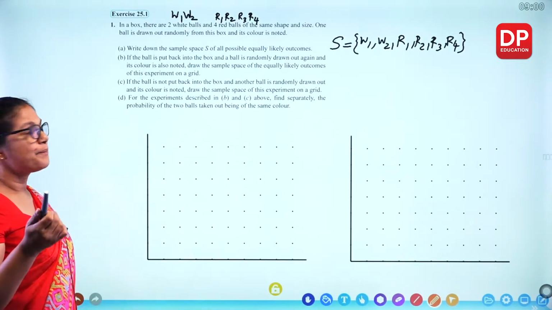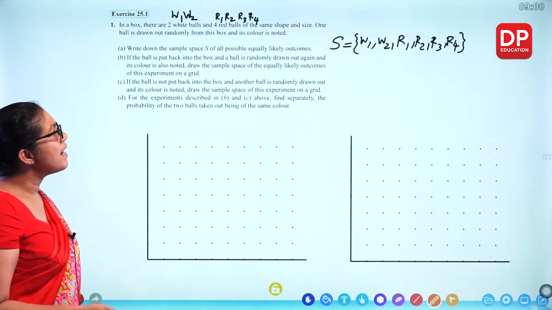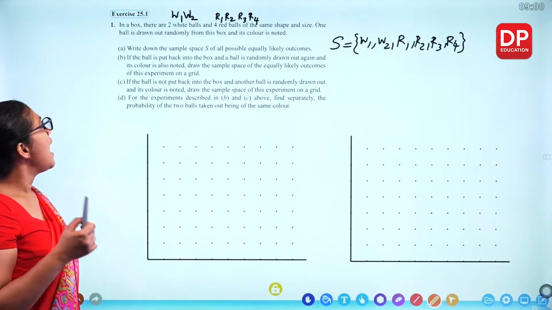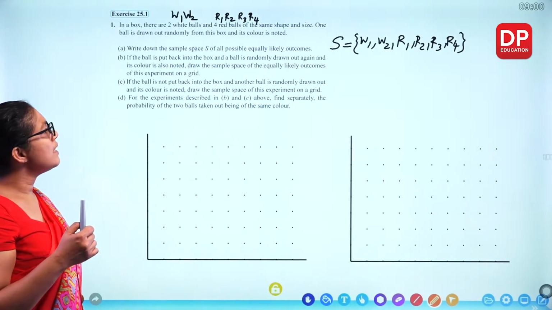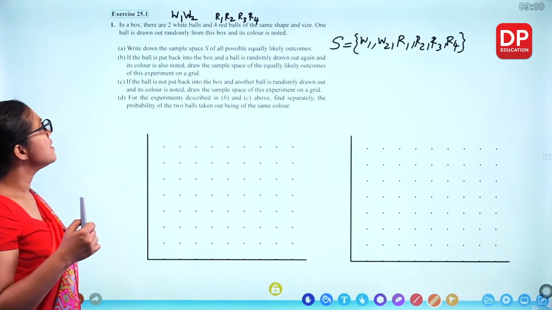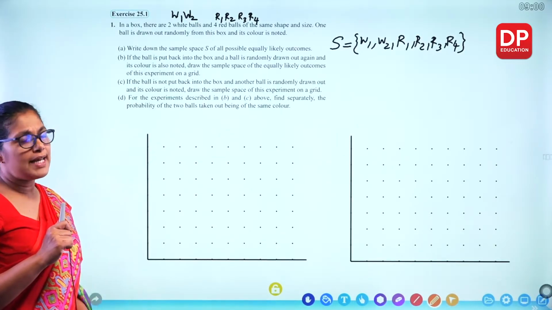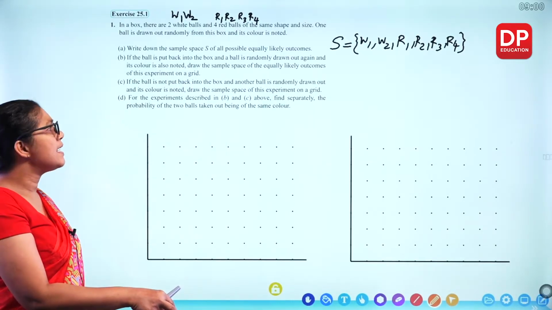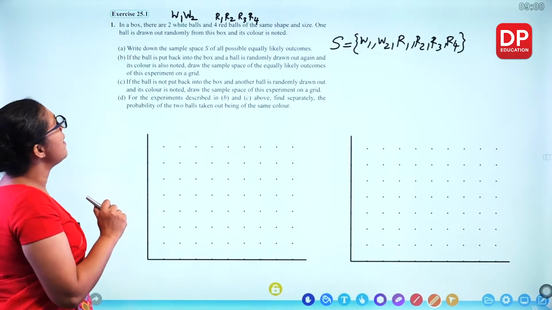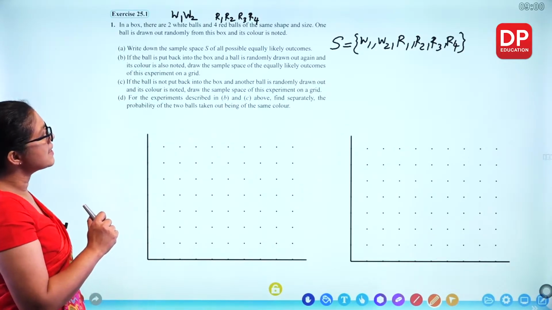Then part B. If the ball is put back into the box and a ball is randomly drawn out again and its color is also noted, draw the sample space of the equally likely outcomes of this experiment on a grid. Is it independent or dependent? This is independent, you are replacing it back. So we'll try to draw the sample space.